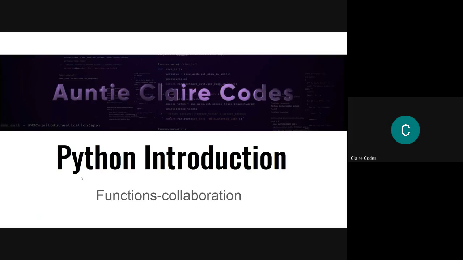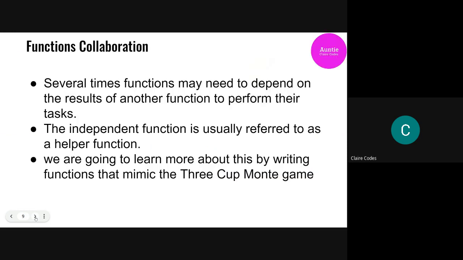In this section, we're going to be talking about function collaboration, and this is going to be very interesting because we're going to be building a game, or we're going to mimic the building of one important game. So, what is function collaboration? Several times functions may need to depend on the results of another function to perform their tasks. The function that is helping, we usually call a helper function because it helps the other functions accomplish their tasks. And we'll be diving into that when building the fun game that we're about to build today.